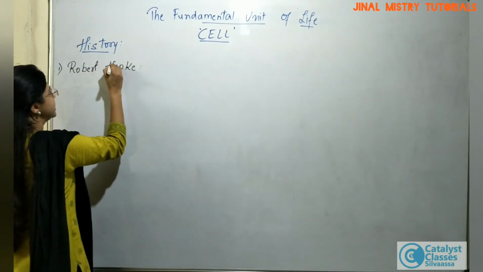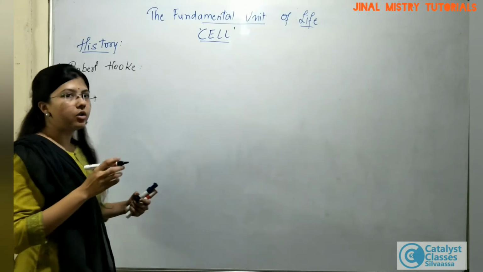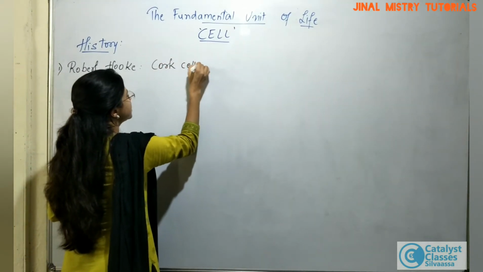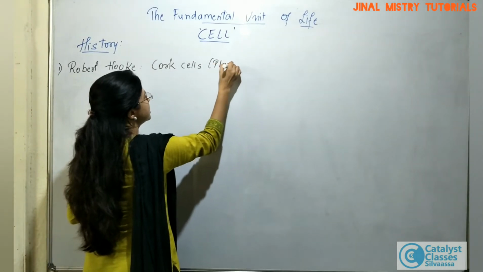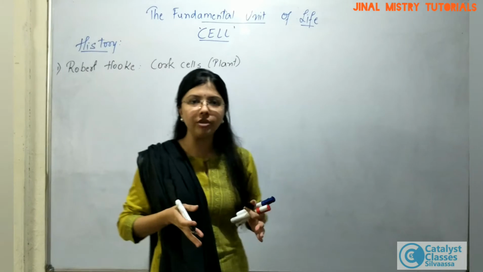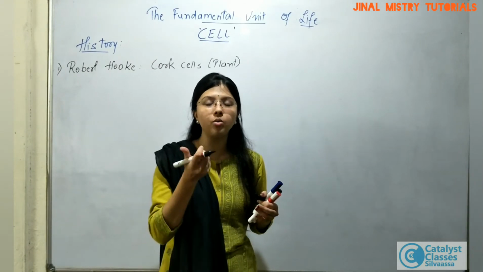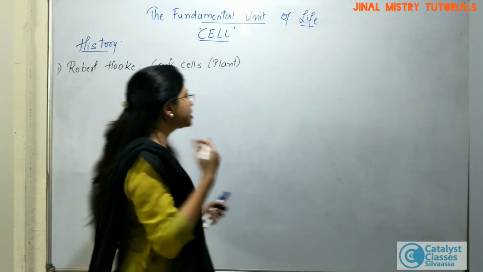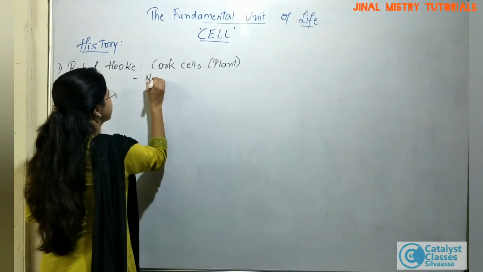Robert Hooke was a scientist who observed the cork cells of a plant. Now, what are cork cells? Basically, they are the cells found in plants. The outermost part of the tree that you see, which is brown in color and hard, is called cork. These cork cells are non-living cells.